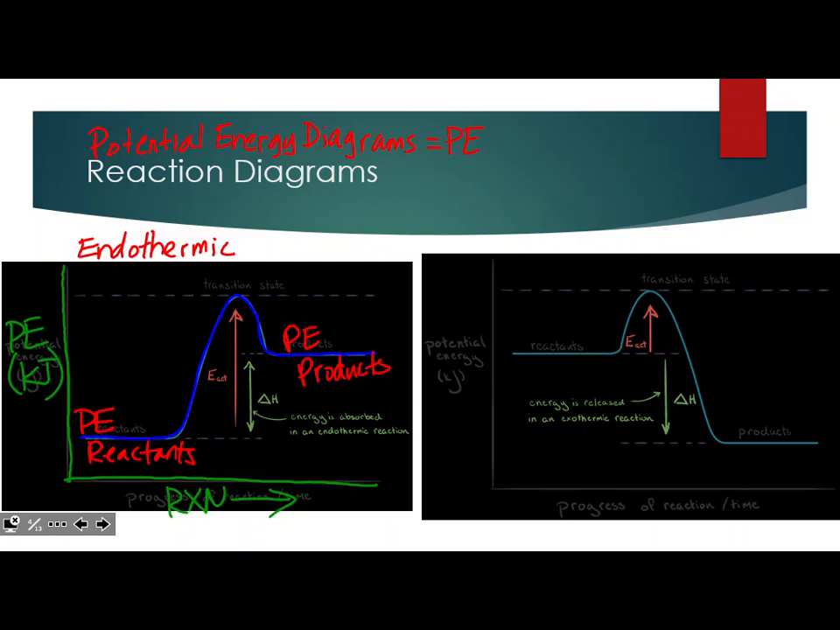Now, a couple other things to note here. Important thing: EA is the activation energy. We're going to talk about exactly what that means in a little bit. On the graph, though, the activation energy goes from the reactant line right here to the top of the hill. That is where your activation energy measurement is going to come from.